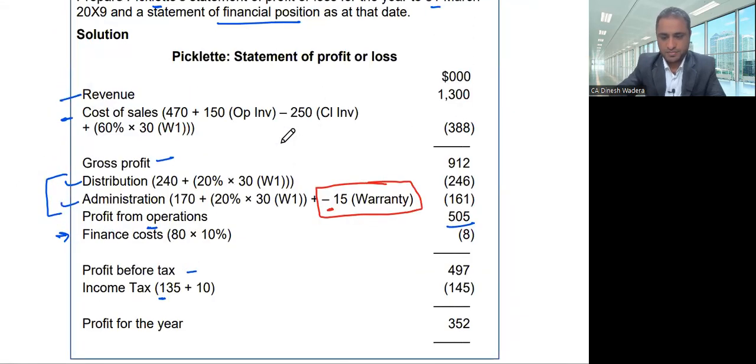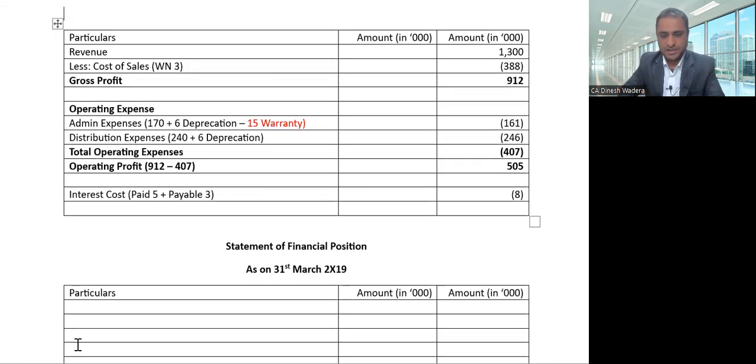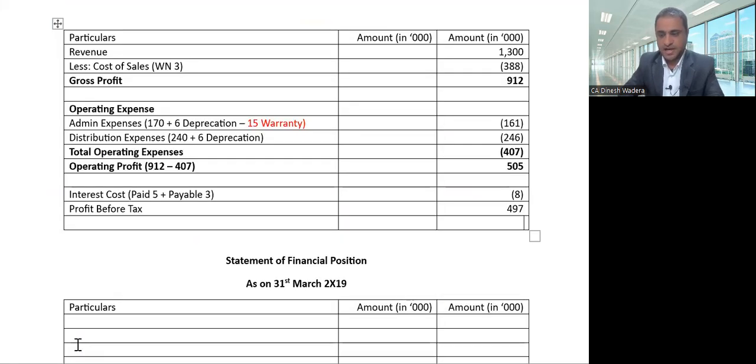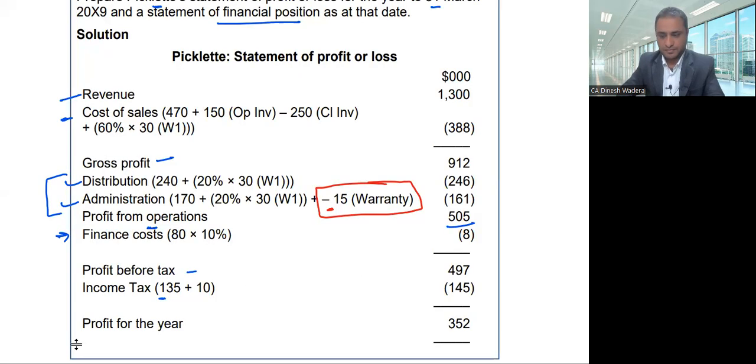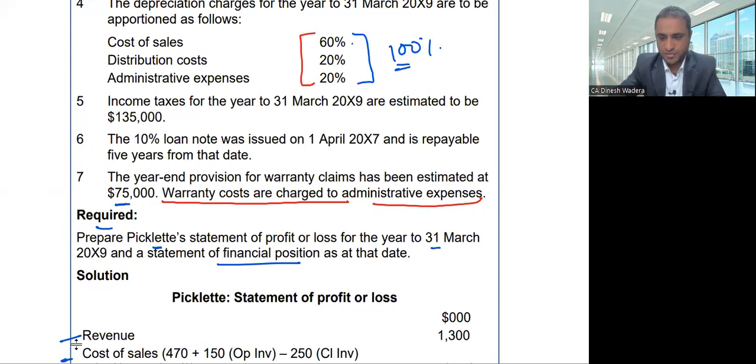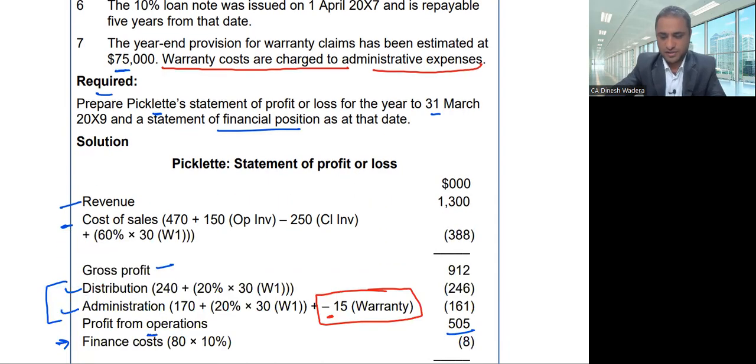So coming back to the P&L. Once we consider the cost, we get a profit before tax. 505 minus 8 comes to 497. Now, if you deduct the tax adjustment from it, less you can say tax for the year. What is the information given? Income taxes for the year estimated to be 135,000. Anything else?